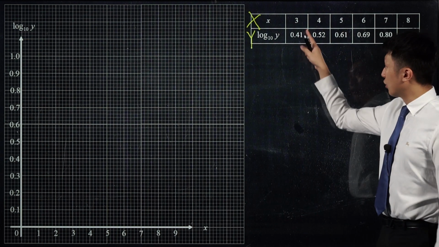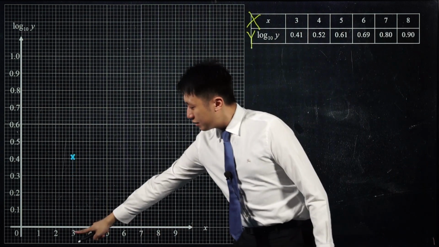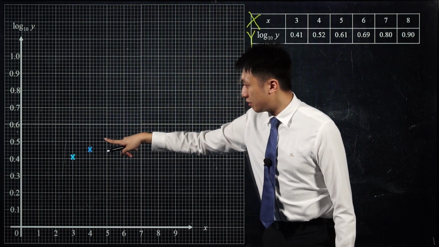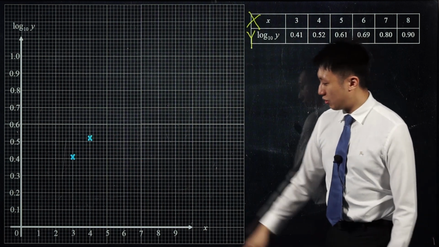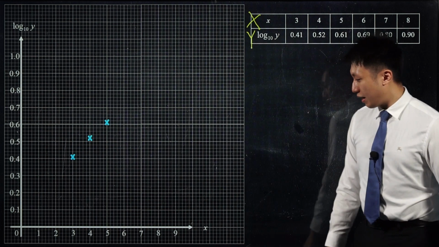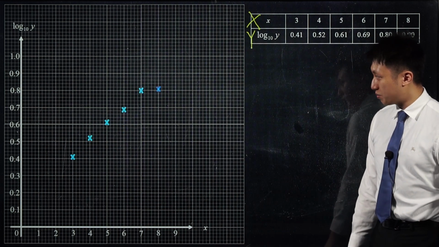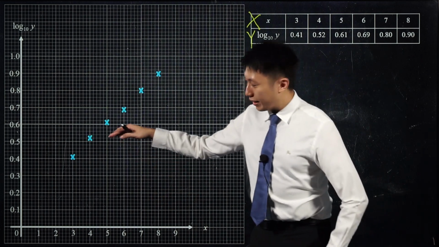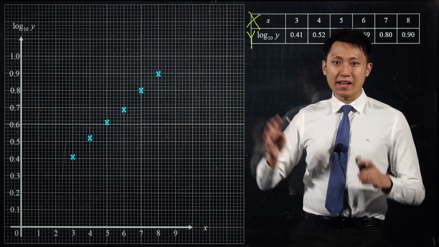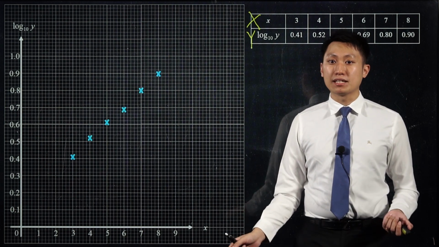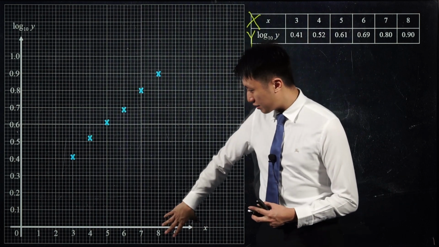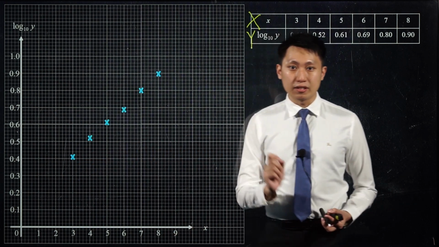So let's do it. 3 is 0.41, so 3, 0.41. Then 4, 0.52, 4, 0.52. And also 5 and 0.61, somewhere here. And so on. I won't be talking about this one so much. I guess you have no problem. These are the things that you can draw very, very precisely. So make sure the scale is correct. The points that you plot are also correct.